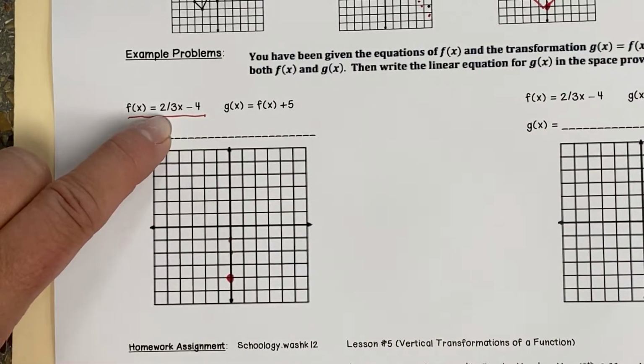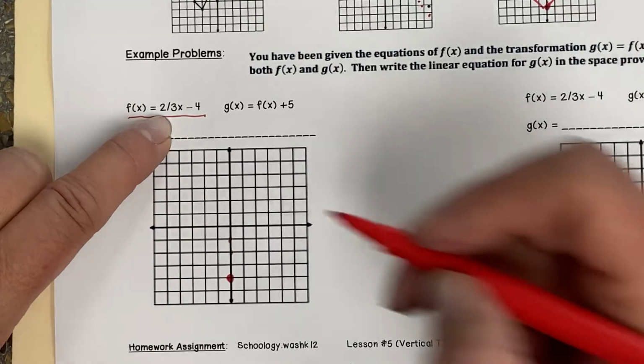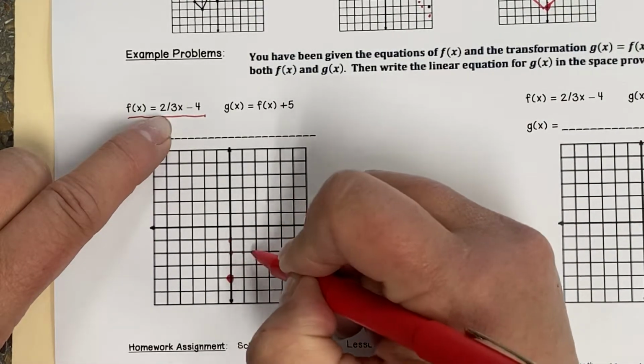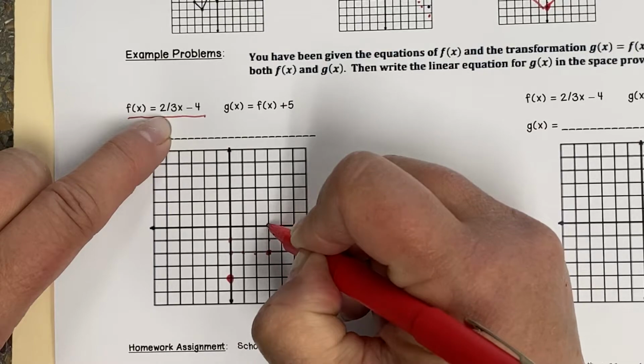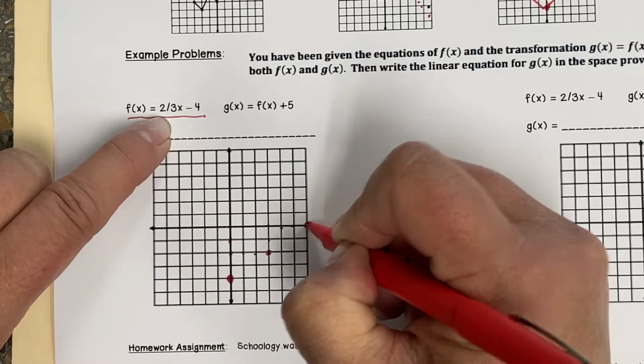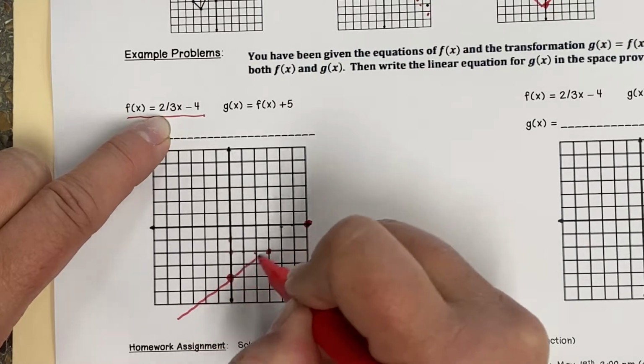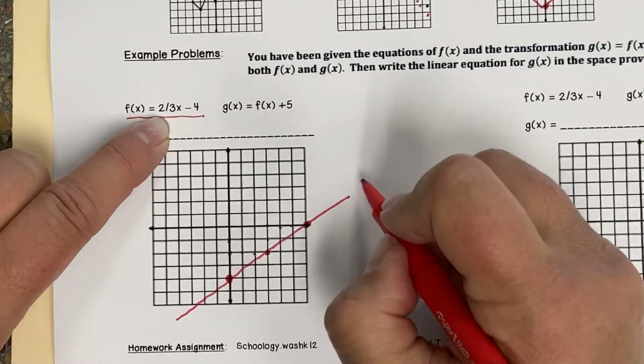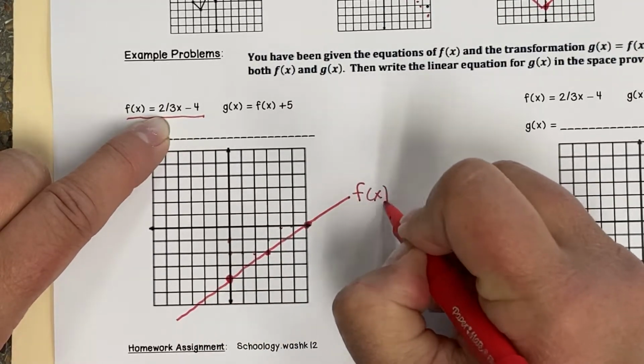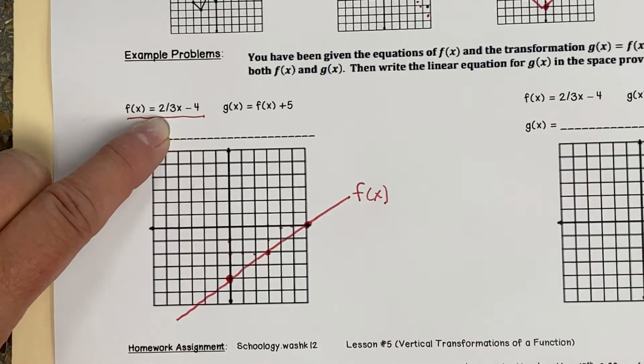And our slope is up 2 over 3. So up 2 over 3, up 2 over 3. Okay, let's see if I can draw a straightish line here. Okay, I'm going to label this f of x because that's what it would look like.